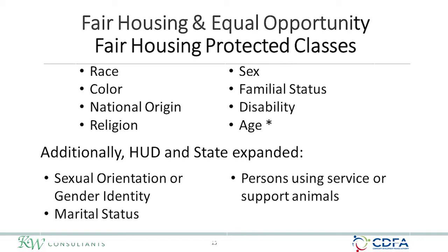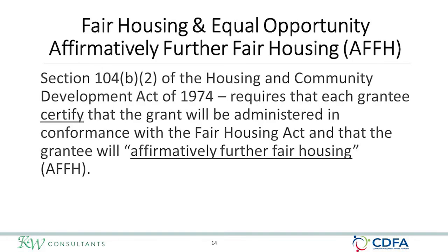Further, HUD has issued regulations and notices that expanded the protected classes to include sexual orientation or gender identity, as well as persons who use service or support animals. Every grantee must promote fair housing practices within its jurisdiction for anyone within these protected classes. HUD requirements go beyond prohibiting discrimination. All local grantee recipients of CDBG must certify they will affirmatively further fair housing. As mentioned previously, this applies to all grantees regardless of whether you are doing housing projects or any other activity.